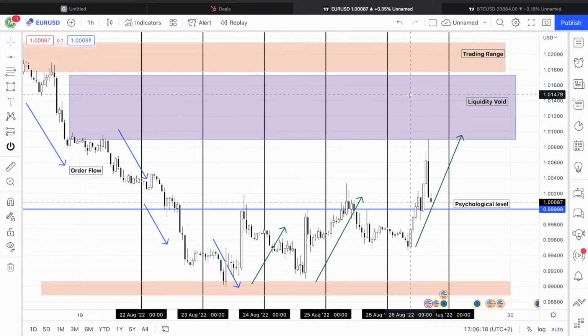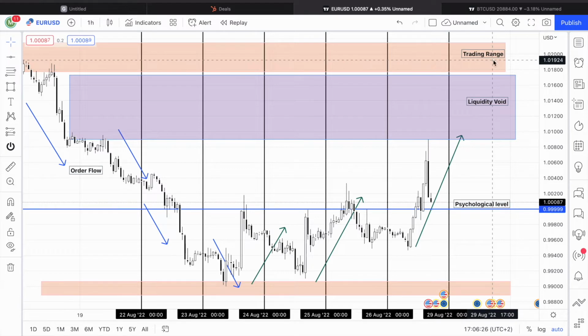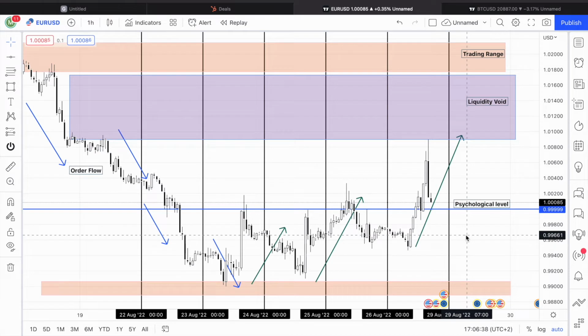First of all, I identified my trading range. It's around a 300 pips trading range from the area of 1.02 to 0.99. And remember that we're currently trading at a psychological level, which is when 1 euro equals exactly $1. So we can expect a lot of price action happening over this level.